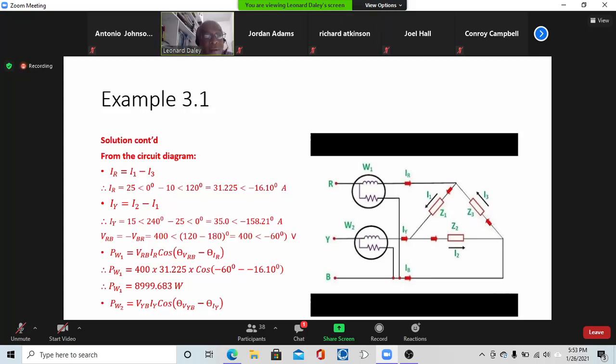All right, so we need to find VRB, and VRB is actually minus VBR. One way we are working it out is to say, all right, what is the angle for VBR, and take 180 degrees from it, because 180 degrees would make an about turn, going in the opposite direction. So when I take 180 from 120, I get minus 60.